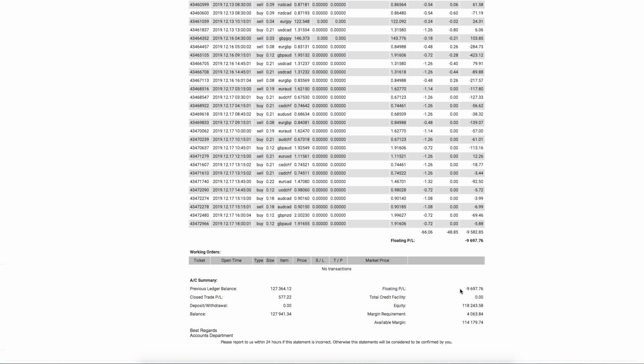Then what will happen is, as we go forward, this negative balance will stay around the same and the balance will continue to grow, typically.